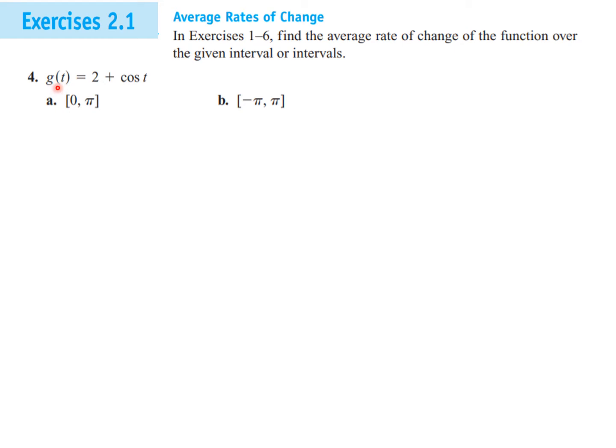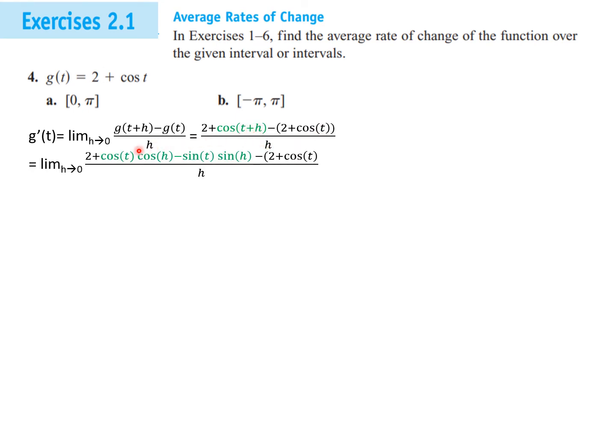So assuming that g prime of t is the derivative, it will be given by the limit as h goes to 0 of g of t plus h minus g of t, divided by h. And now we could just replace g of t plus h by its value, which is equal to 2 plus cosine of t plus h, and replace g of t by its value, which is equal to 2 plus cosine t, divided by h. Now we have to expand cosine of t plus h, and we do that in the next step.